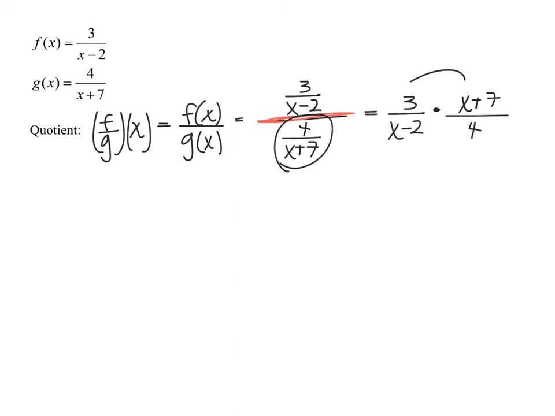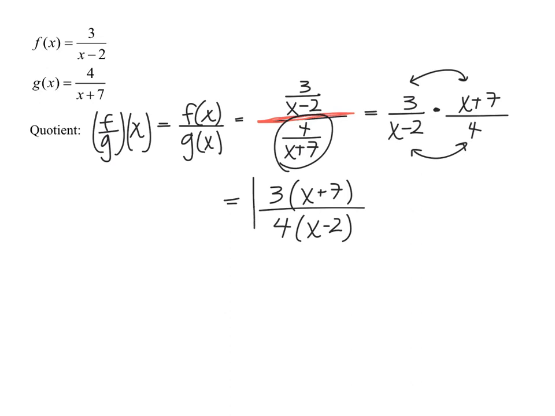So we essentially are going to be multiplying the numerators and multiplying the denominators. So in the numerator, I will have 3 times the quantity x plus 7, and the denominator will be 4 times the quantity x minus 2. And I know many of you really want to go ahead and distribute the 3 and distribute the 4, but again, I'm going to urge you to leave your final answers factored.